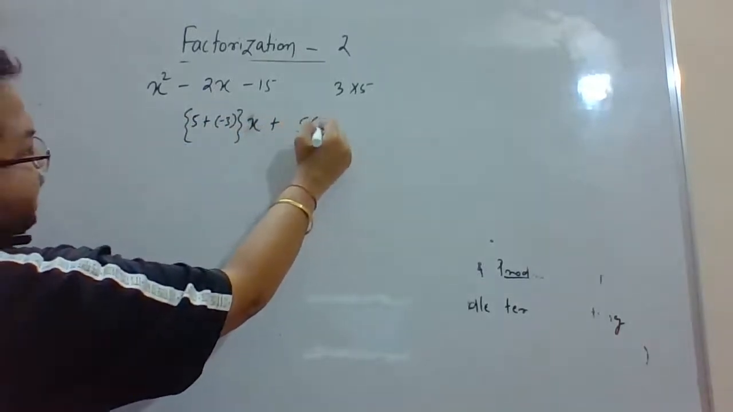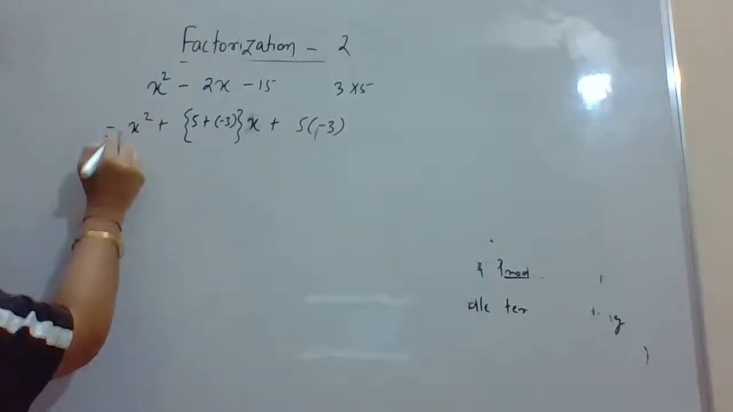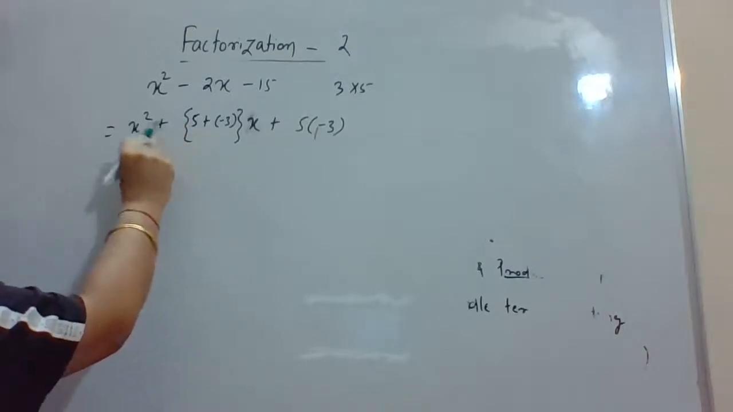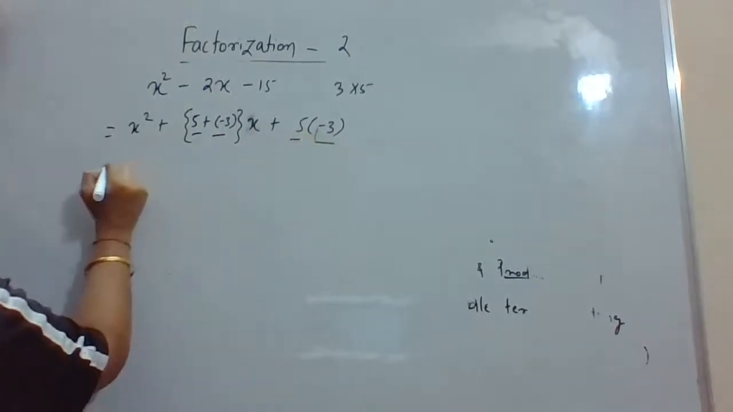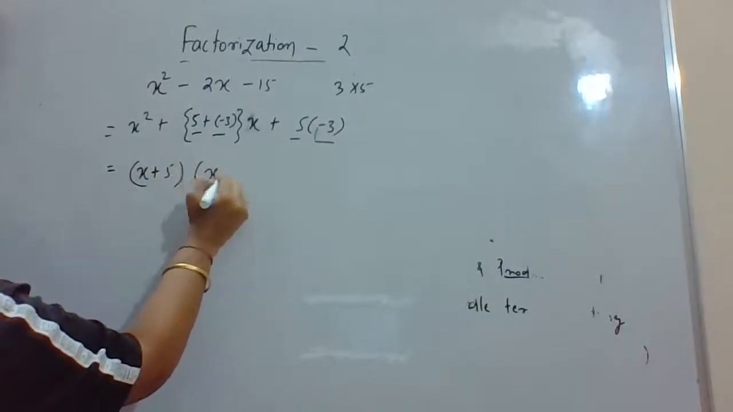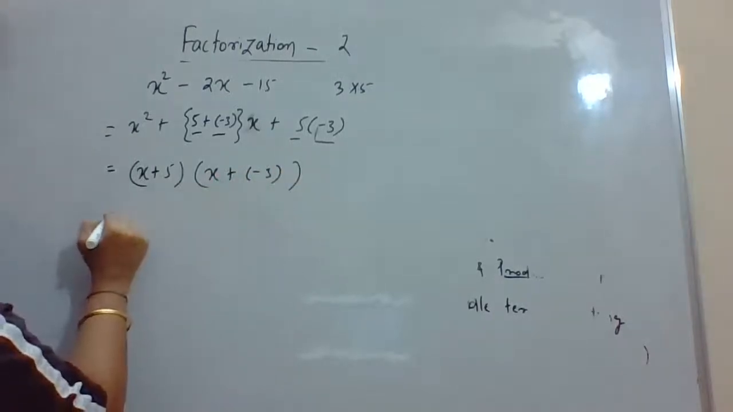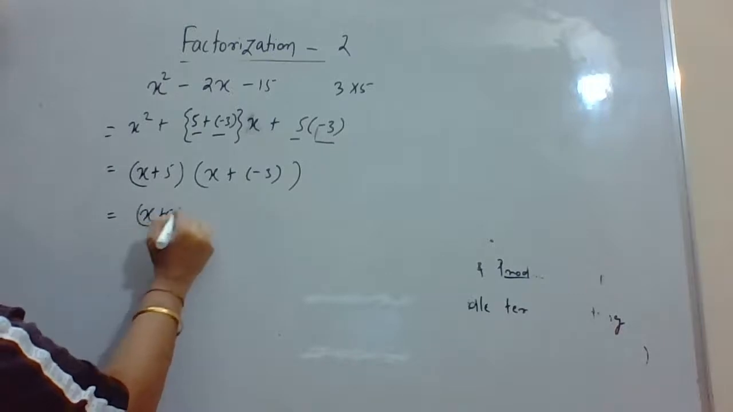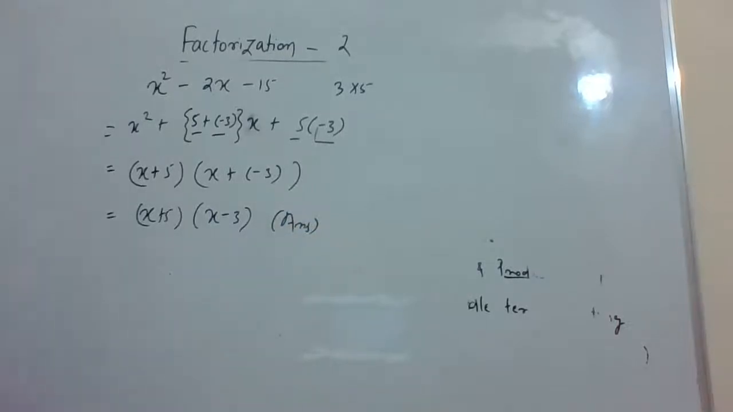Plus 5 into minus 3, and the first term is x squared. So the same thing: x squared plus (a plus b) into x plus a into b. So that is nothing but x plus a, which is 5, into x plus b, which is minus 3. So plus of minus is nothing but minus. So it is (x plus 5) into (x minus 3), which is your answer. Okay, sum and product type. Quickly type it down and then I'll write down the next question.